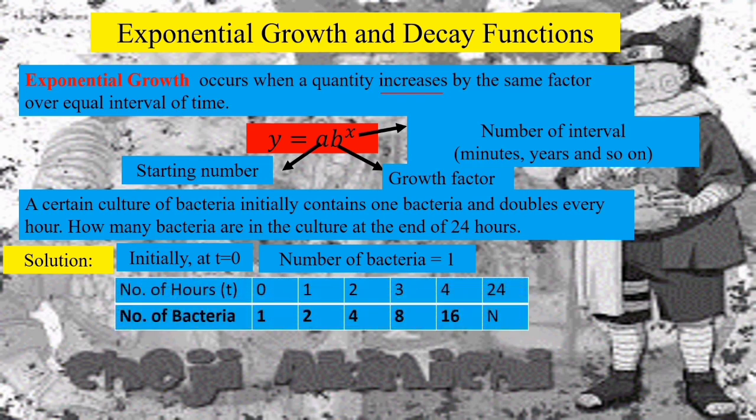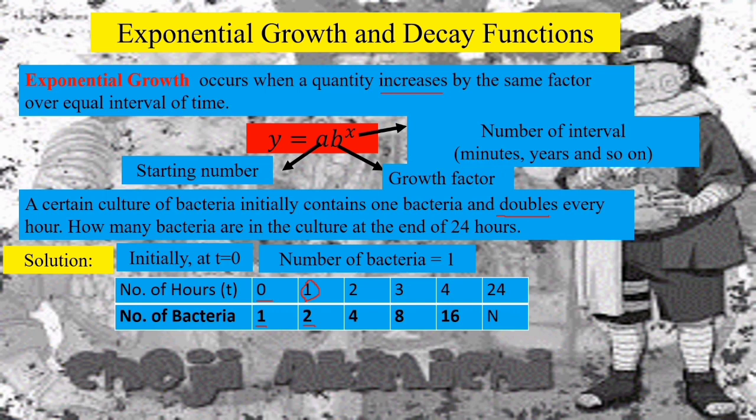So meron kang 1 bacteria doon sa initial natin. So pagkatapos ng isang oras, ilan na yung bacteria natin? Magiging 2. Bakit? Kasi nga, sabi, it doubles every hour. So pagkatapos sa isang oras, nadoble yung bacteria.